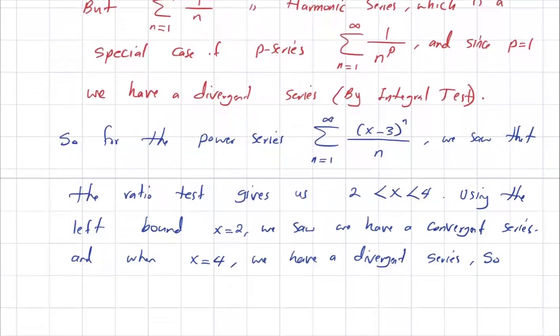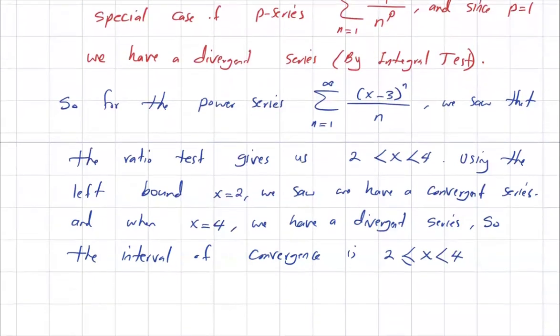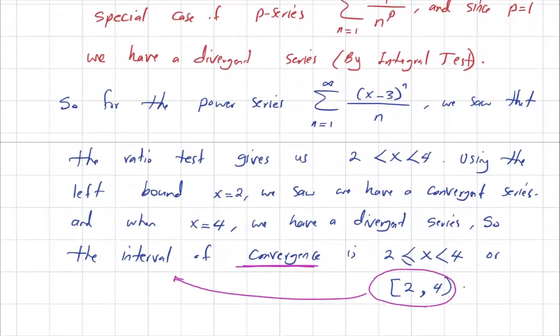So the interval of convergence is x bounded between 2 included and 4 not included, or you can write it as closed interval 2 to open interval 4. This is the convergence analysis for this power series, and this guy is called the interval of convergence.